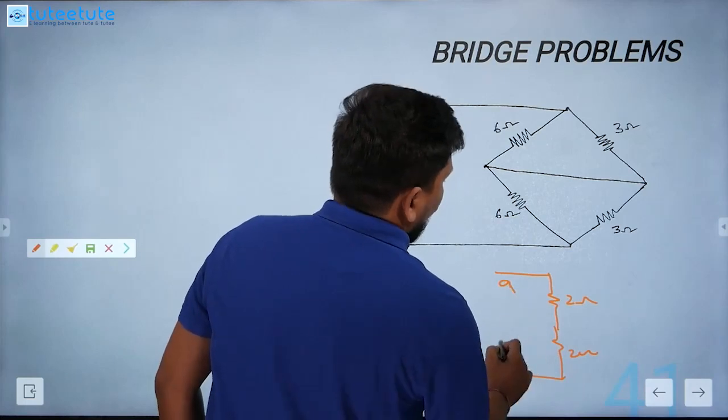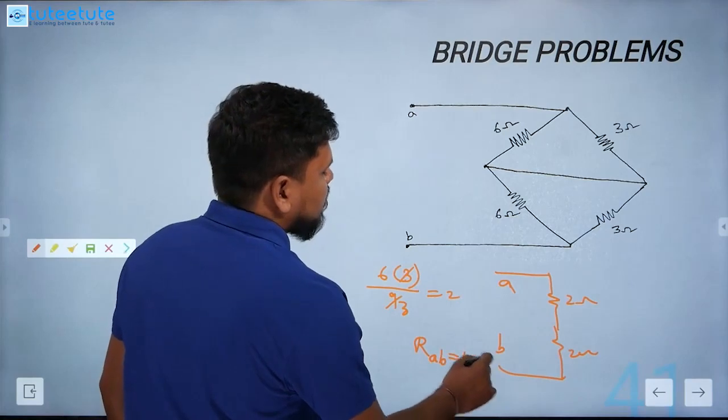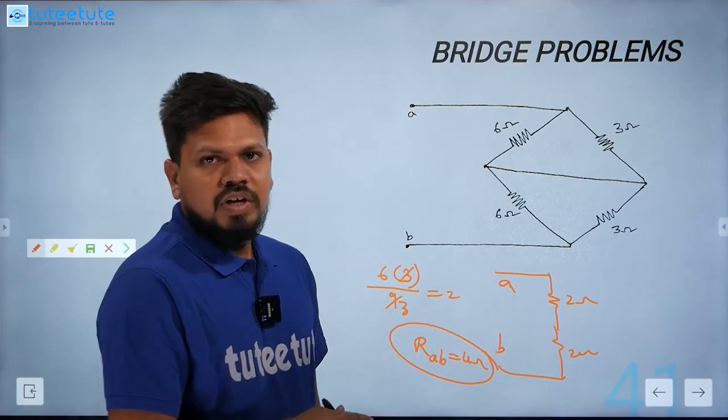You got AB. That means RAB is equal to 4 ohms. Directly, you got 4 ohms. Same option, same answer, right? Yes or no? Same answer. But the method is wrong. Understood, right?